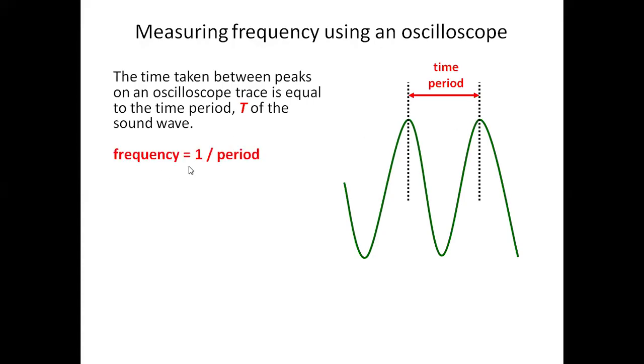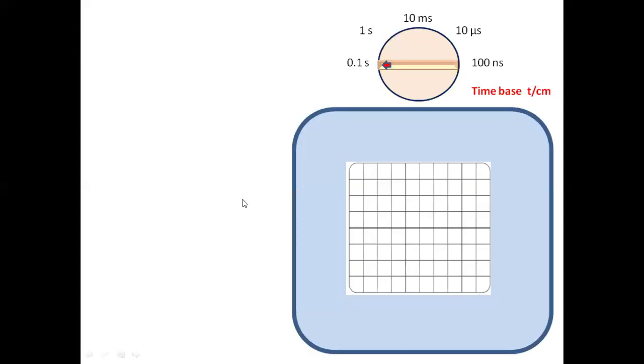Frequency is equal to 1 upon time period, f is equal to 1 upon T. For example, if T is 0.05 seconds, then f is equal to 1 upon 0.05, that is 20 hertz. For frequency to be in hertz, time has to be in seconds. So here we see the time base setting knob. The unit will be time in seconds per centimeter, millisecond per centimeter, microsecond per centimeter, nanosecond per centimeter.